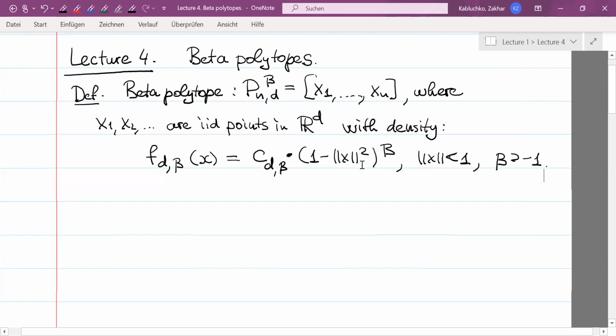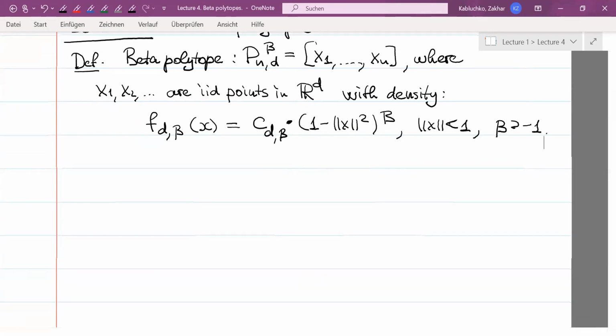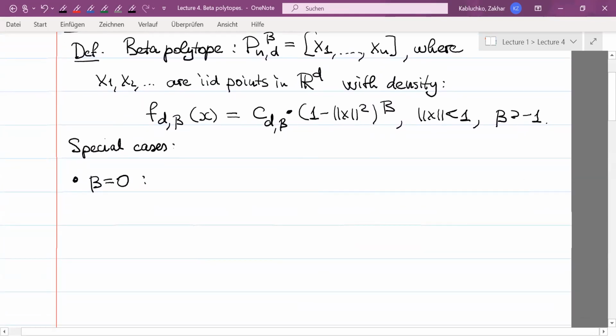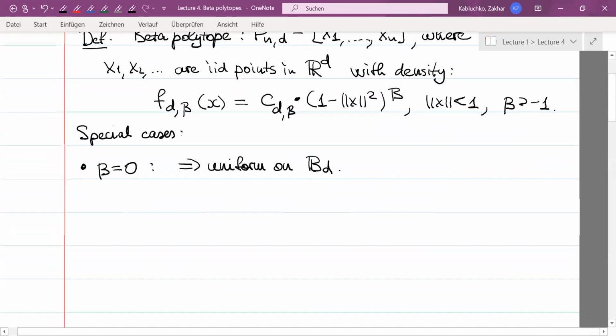Now, this distribution has some interesting special cases. First of all, if β is equal to 0, then we just have a uniform distribution on the unit ball in d dimensions.